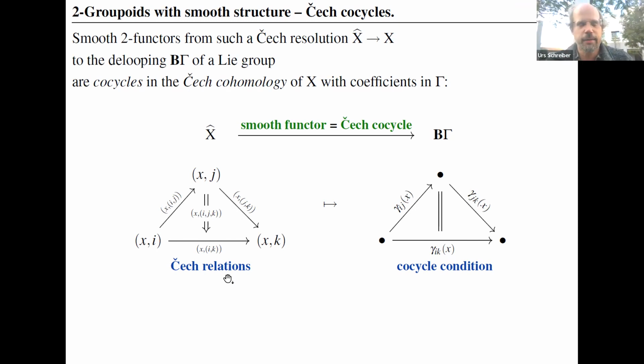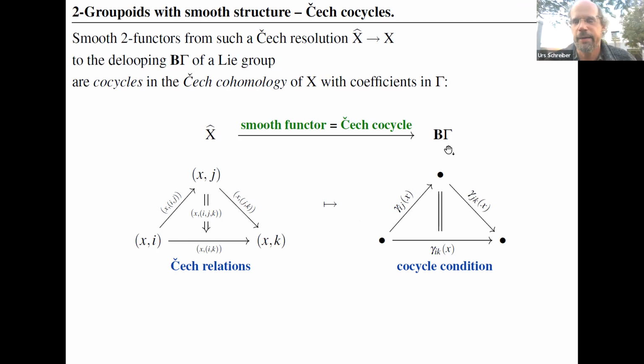It says a Czech co-cycle on a smooth manifold relative to some open cover is a smooth function from double intersections to group elements such that on triple intersections, this law holds: gamma ij times gamma jk equals gamma ik. So in this way, a smooth functor from the Czech groupoid to B gamma is verbatim the same thing as a Czech co-cycle. A degree 1 Czech co-cycle with coefficients in this possibly non-abelian Lie group.